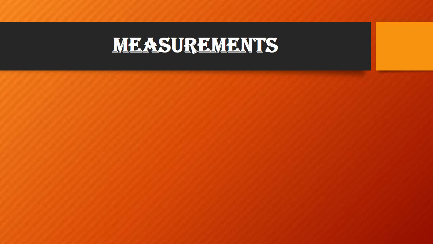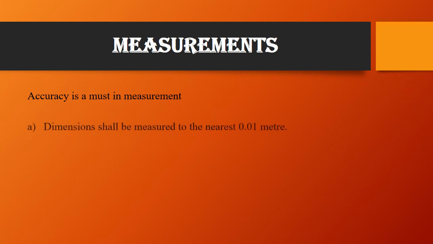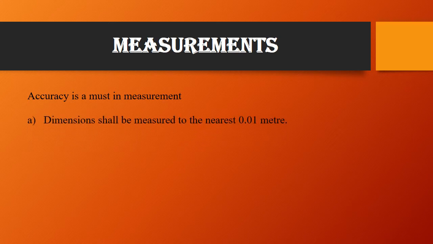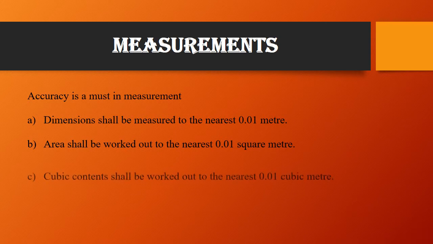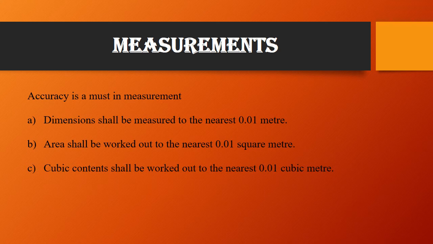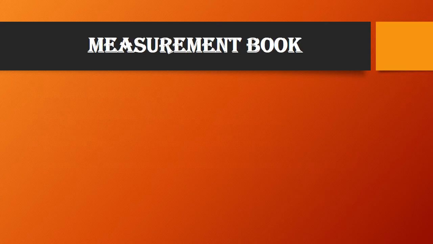Measurement of a building occupies a very important place in planning and execution of construction works. For the accuracy, the work is subdivided into many activities. Accuracy is a must in measurement. Dimension shall be measured to the nearest of 0.01 meter. Area shall be worked out to the nearest of 0.01 square meter. Cubic content shall be worked out to the nearest of 0.01 cubic meter for the purpose of accuracy.